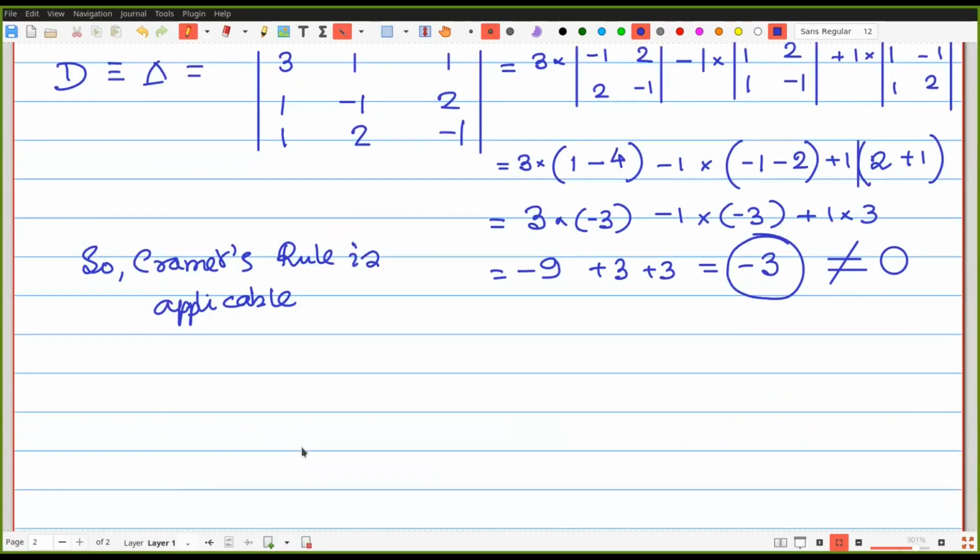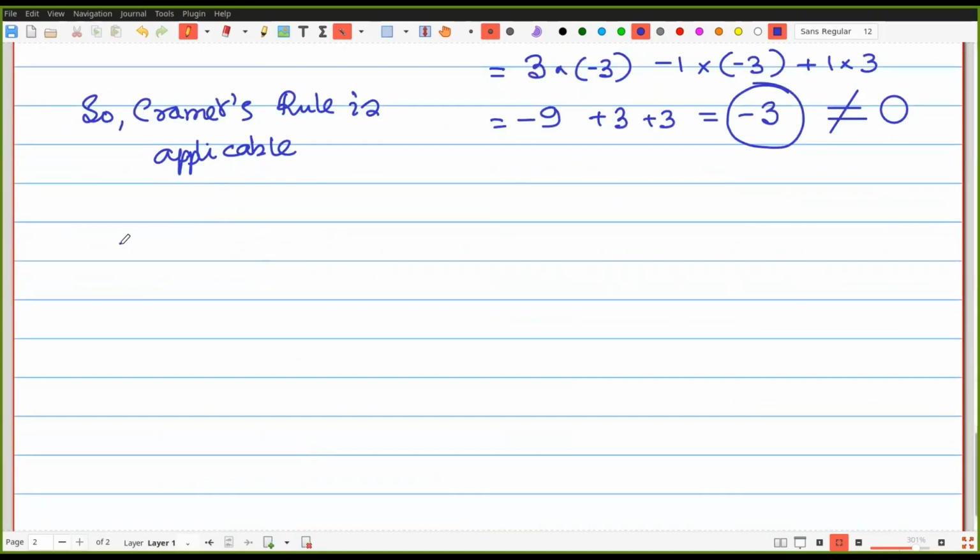Okay. So we are proceeding to x. I am just writing here, not the d, because d is here minus 3 already we have found. So each and every time we don't have to find out the value of d here. We can simply write the value of the coefficient determinant here. So dx, that one must be our dx.